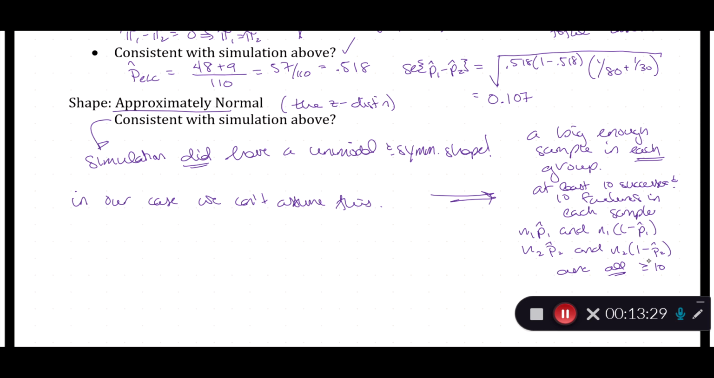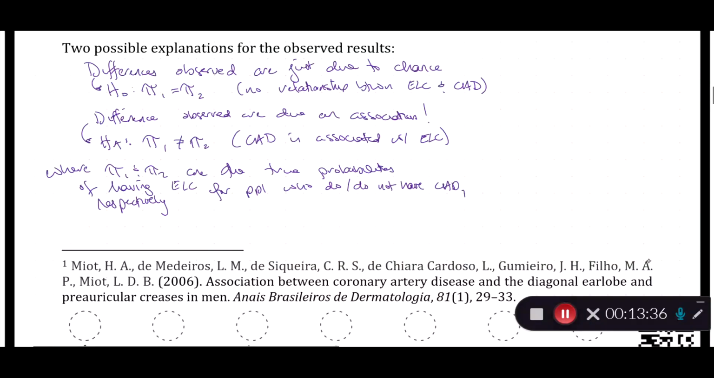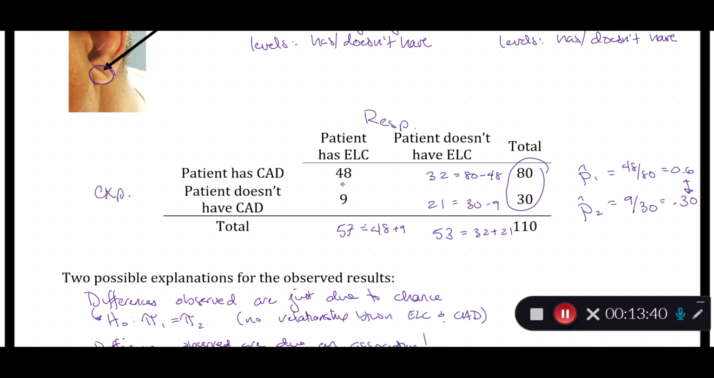If we go back to our data from our previous set of notes, and I'm going to scroll back to that for just a moment, so bear with me, we can see that we have 48 successes in the CAD group, group 1. We have 32 failures in group 1. That is, we have 32 people who do not have ELC in group 1. We have only 9 successes in group 2. There are only 9 people who have ELC but who also don't have CAD. So in group 2, people who do not have coronary artery disease, there are only 9 people who have earlobe crease. There are 21 failures in the second group. So among people who don't have coronary artery disease, there are 21 people who also don't have earlobe crease.